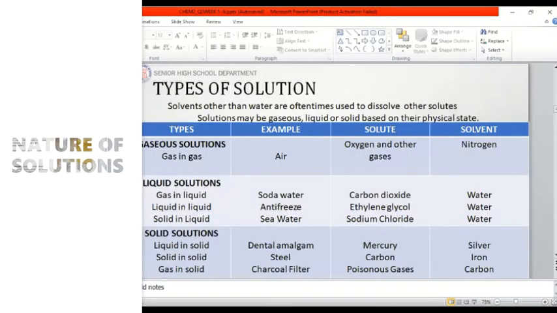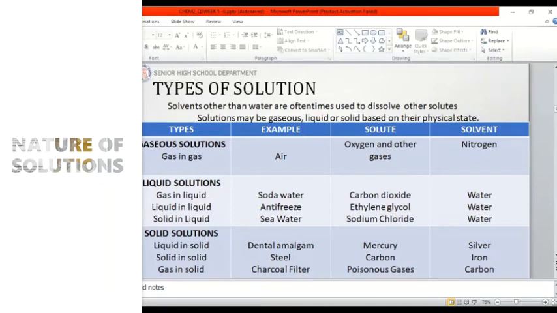So what are the different types of solutions? Solvents other than water are oftentimes used to dissolve other solids. It's not only water that is used as a solvent, but there are a lot of different types of solutions. For example, we have gaseous solutions, liquid solutions, and solid solutions. For gaseous solutions, we have air as an example, where the solute is oxygen and other gases, while the solvent is nitrogen.